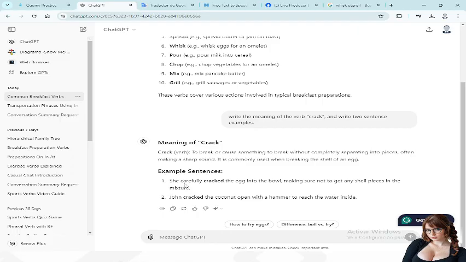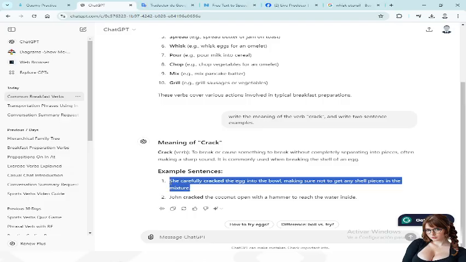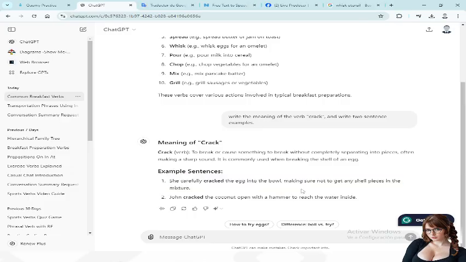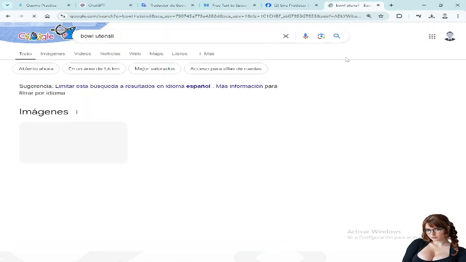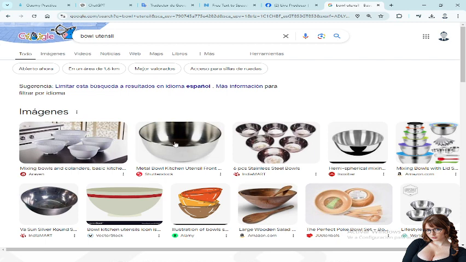And remember that you can increase your vocabulary if you don't know a couple of words in each example sentence. For example, what does bowl mean? You can search in that case. Bowl is a utensil, a recipient that we usually use to mix the eggs. After that, grate the eggs.